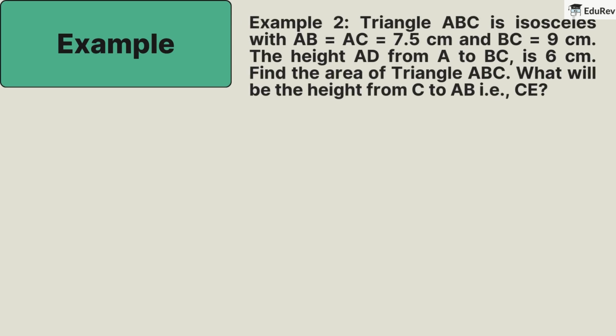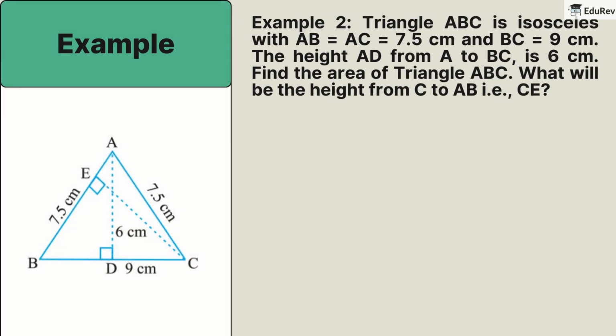In another example, consider triangle ABC, which is isosceles with AB is equal to AC is equal to 7.5 centimeters and BC is equal to 9 centimeters. The height AD from A to BC is 6 centimeters.